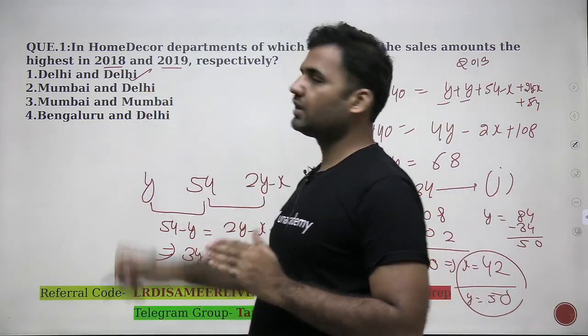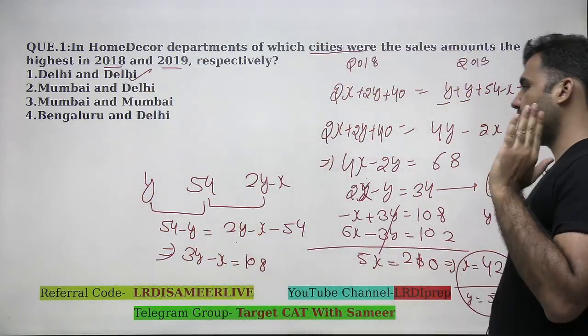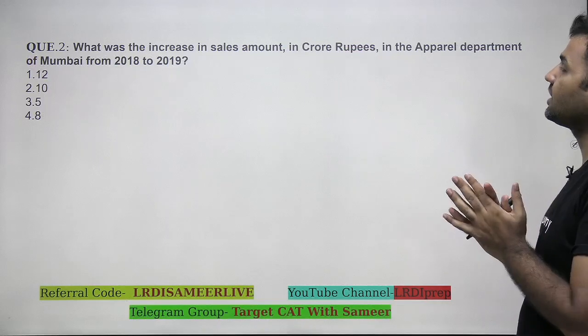In 18 also, Delhi is having the highest value. 19 also, Delhi is having the highest value. First option will be the correct answer.